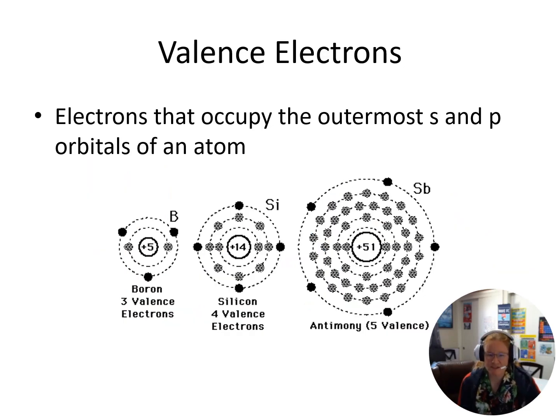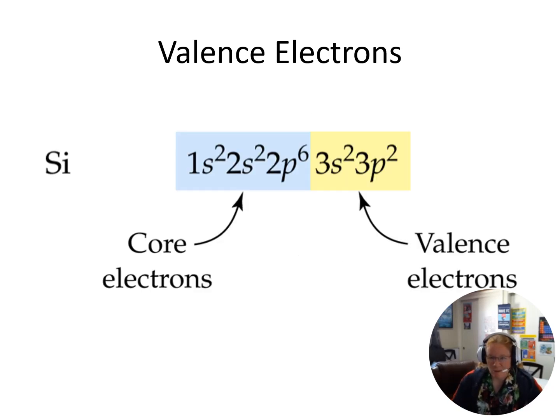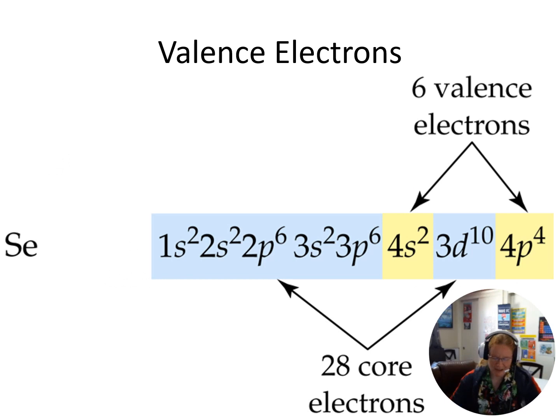Okay. And then just as a refresher, our valence electrons occupy the outermost s and p orbitals of an atom. So boron has 3 valence electrons, silicon has 4, antimony has 5. Okay. So core, valence, so again, it's easier to pull out the valence electrons. And then when we have our transition metals, our s and our p electrons are valence electrons, and then the core are the previous ones and the d electrons, which is why when transition metals ionize, we take off the s electrons and then we mess with the d electrons.